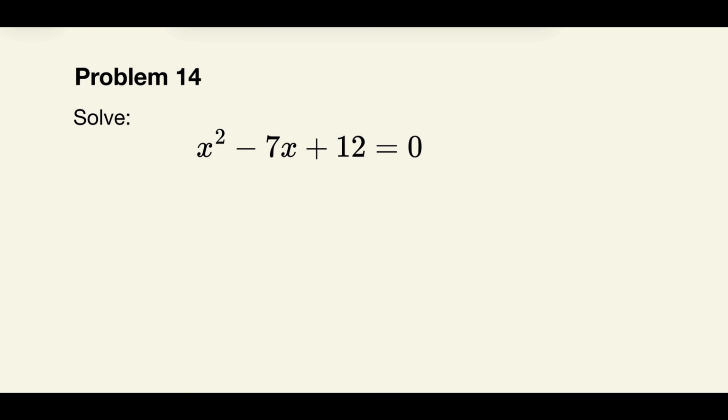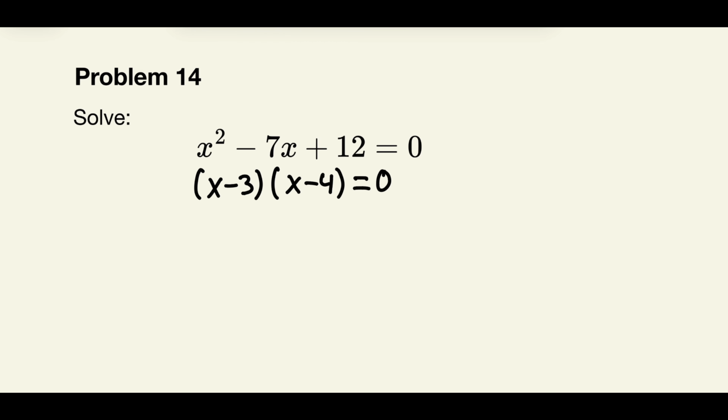Here we need to solve x squared minus 7x plus 12 equals 0. So what we're going to do is factor the trinomial, and we need to do that by finding two numbers that multiply to give us positive 12 and add to give us negative 7. And so those two numbers are negative 3 and negative 4. So we have x minus 3 times x minus 4 set equal to 0.